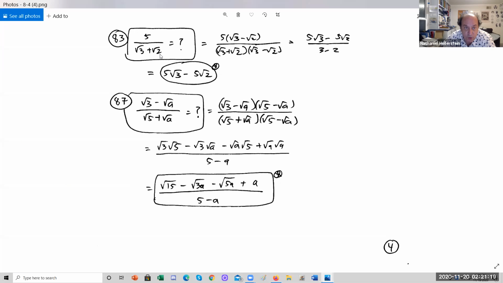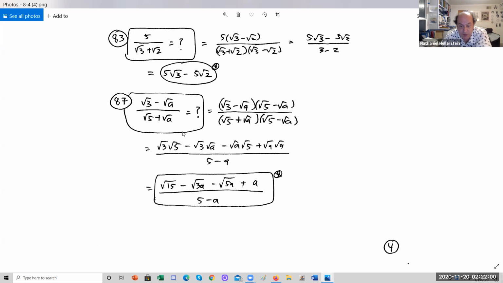Five over root 3 plus root 2. We take this ratio and multiply numerator and denominator by root 3 minus root 2. Now, if you have a sum of roots and a difference of roots, these are called conjugates. And multiplying above and below, I call rescaling. So we took this and we rescaled by the conjugate of the denominator. In the numerator, you just distribute the 5. You get 5 root 3 minus 5 root 2. Sum of roots times difference of roots will be 3 minus 2, which is 1. Anything over 1, the 1 cancels. So you get 5 root 3 minus 5 root 2.